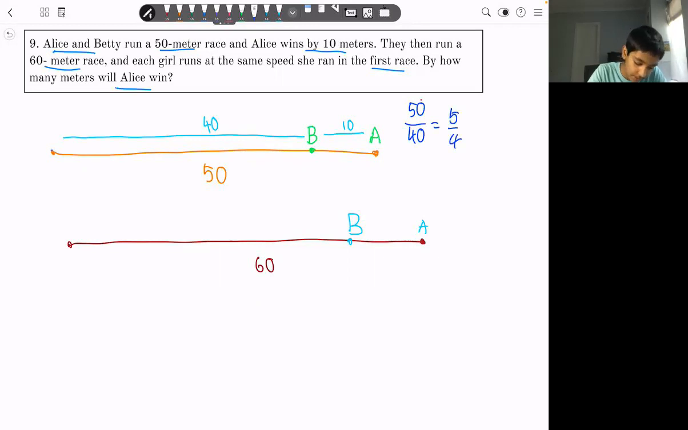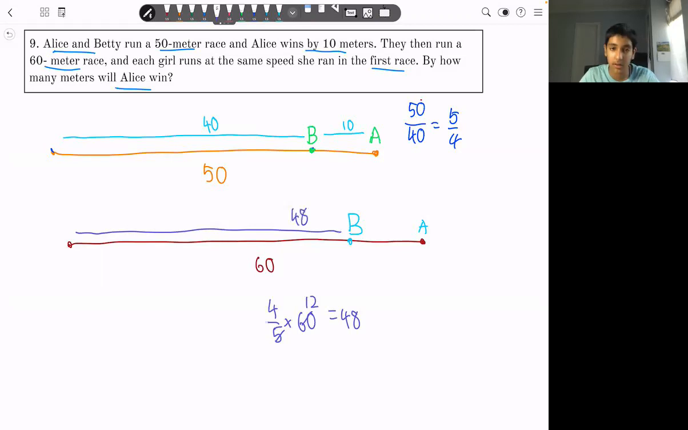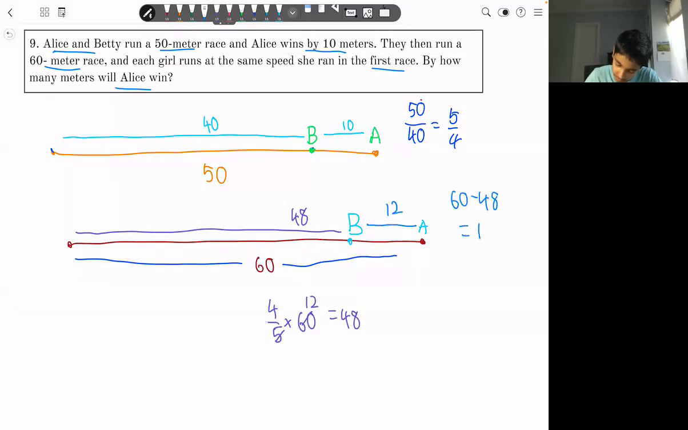Because Betty goes 40 meters at the same time Alice goes 50 meters. That same ratio of speeds is going to apply for the second problem. When Alice goes 60 meters, Betty will only go 4/5 of 60 meters, which is 48. So Betty is only going to be able to go 48 meters in the time that Alice goes 60 meters. So how many meters ahead of Betty is Alice? Alice is going to be 12 ahead, 60 minus 48. That's our answer here. Any questions?